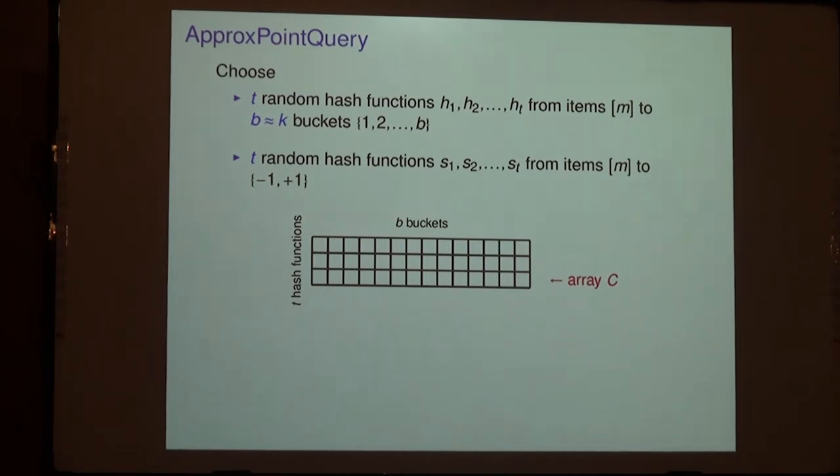The solution was as follows. The primitive maintains a table, a T by B table. There are T rows and B columns. The rows correspond to independent hashings of the universe of data items. The B columns correspond to buckets, and each bucket corresponds to a subsample stream. This is how this works. So at the beginning of this process, we just choose T random hash functions, H1, H2 through HT, that map our data items to B buckets. Think of B as being, say, 100K. And also T random sign functions, because we're doing something similar to the AMS sketch.